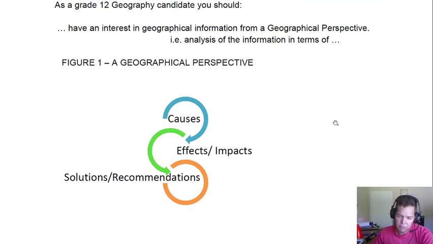You have to find some kind of geographical problem in your area. You have to then look at what is causing this problem, how are those causes impacting people or the environment, what effects do they lead to, and finally, what solutions can you give, how can you solve this problem. That's our geographical perspective model.